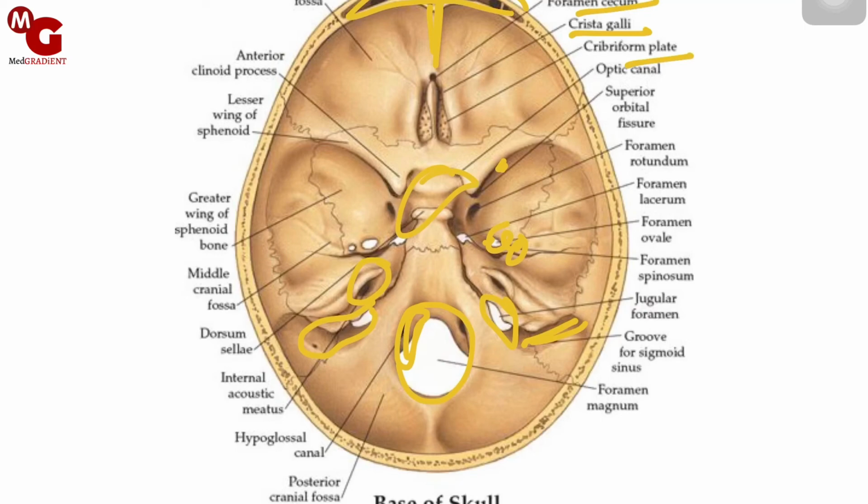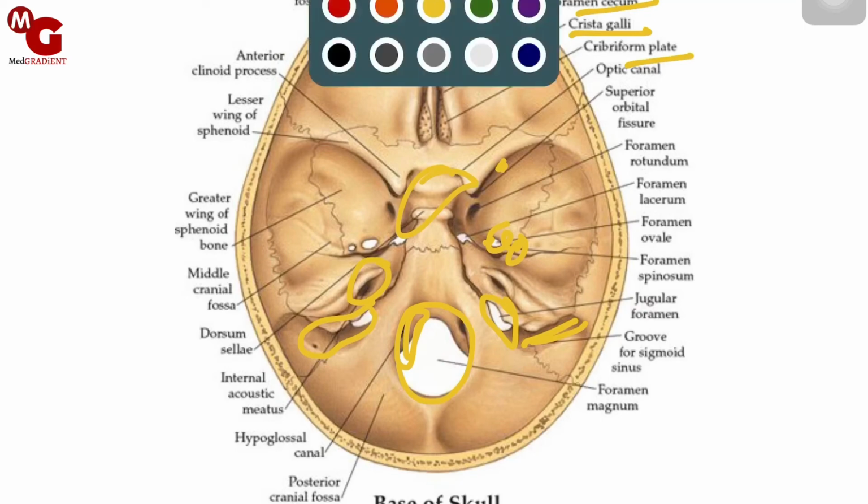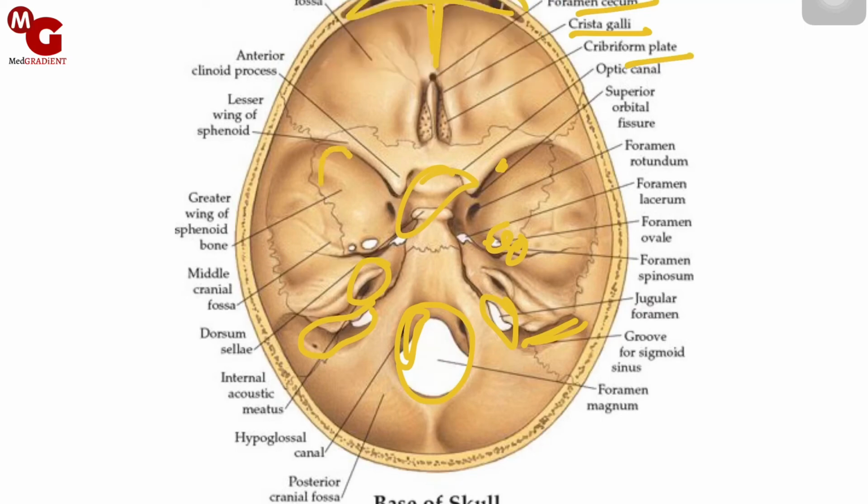Then you have the sphenoid bone, so it has a greater wing and a lesser wing. The greater wing is over here, the lesser wing is over here. And then we have the anterior clinoid process of the sphenoid bone again, so it's over here. Let me highlight this one for you. Two anterior clinoid processes, right? And then we have the anterior cranial fossa.